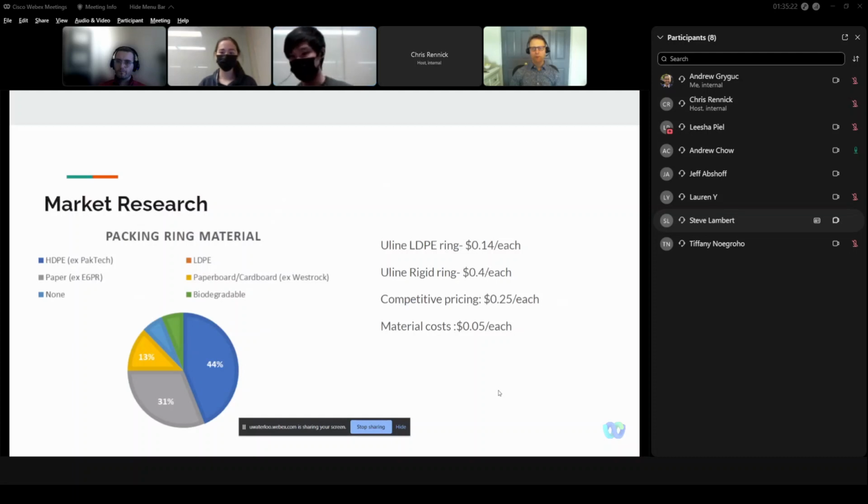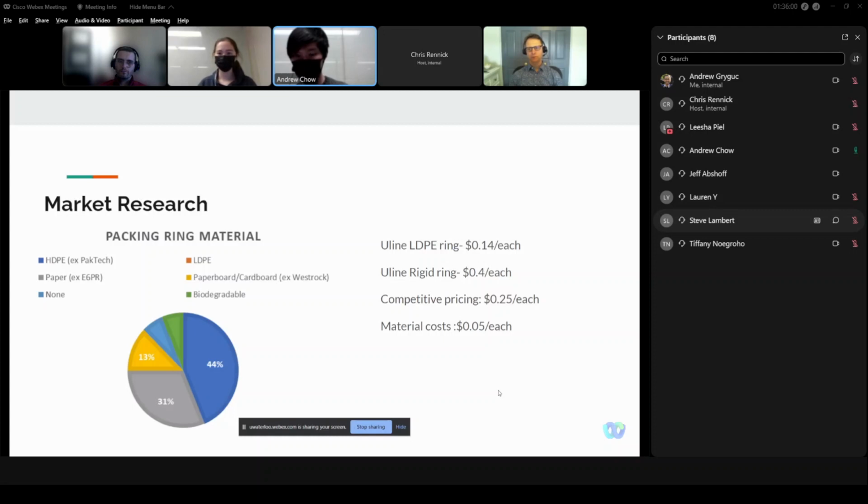So first, we completed some market research. Based on the results of our research, 74% of local breweries use HDPE or paper 6-pack rings or yokes for their beverages. Popular brands include E6PR and PackTech. They are likely popular because of their packing options, their specialty applicators, and their availability in North America. Almost 70% of these companies surveyed said that they would be open to switching to a different product if it met their needs. Many of their common needs include cost, ease of application, and environmental impact.